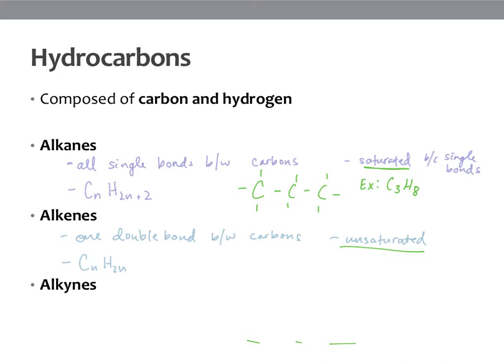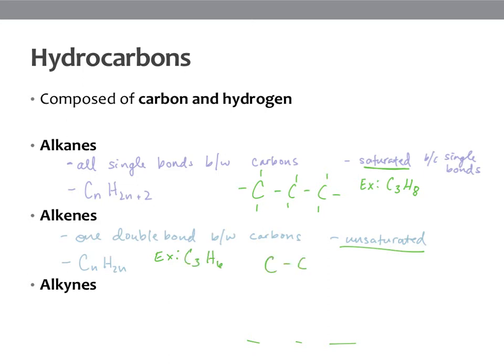Next we move on to alkenes, which have 1 double bond between carbons. Because of that double bond, it's unsaturated, and its general formula is CnH2n. So however many carbons you have, you double the amount to get the number of hydrogens. As our example, let's do C3H6, and I'll show you.